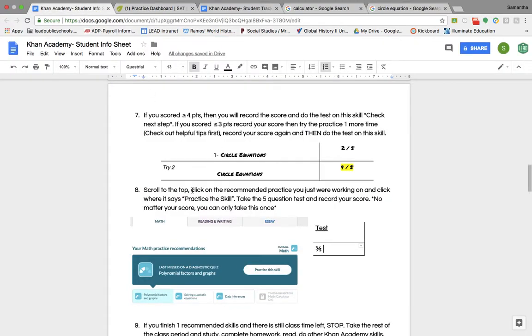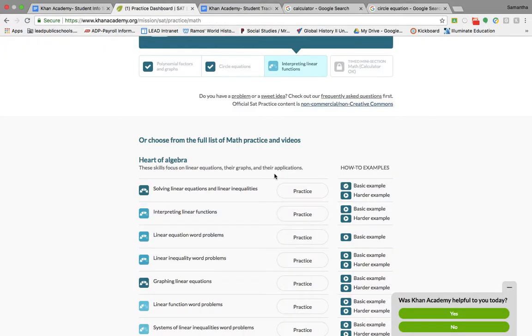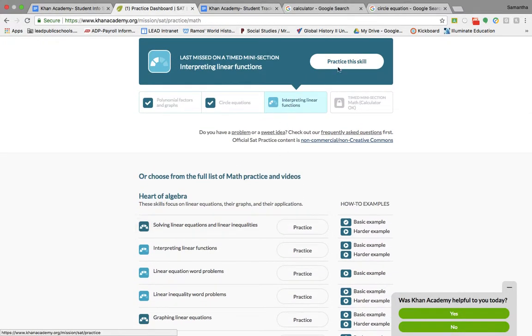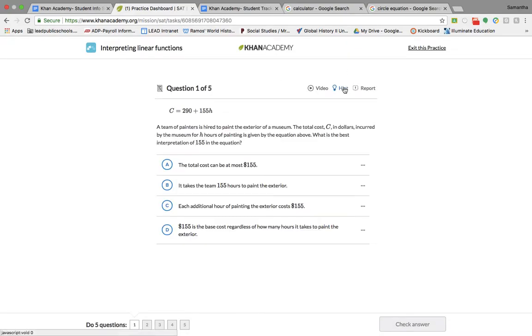It says scroll to the top and click on the recommended practice that you're working on and click where it says practice skill. Take the 5-question test and record your score. No matter your score, you can only take this one time. Okay, so very, very interesting. So I'm going to go back here. I can only take this one time, but I'm ready to practice. So I'm going to hit practice.